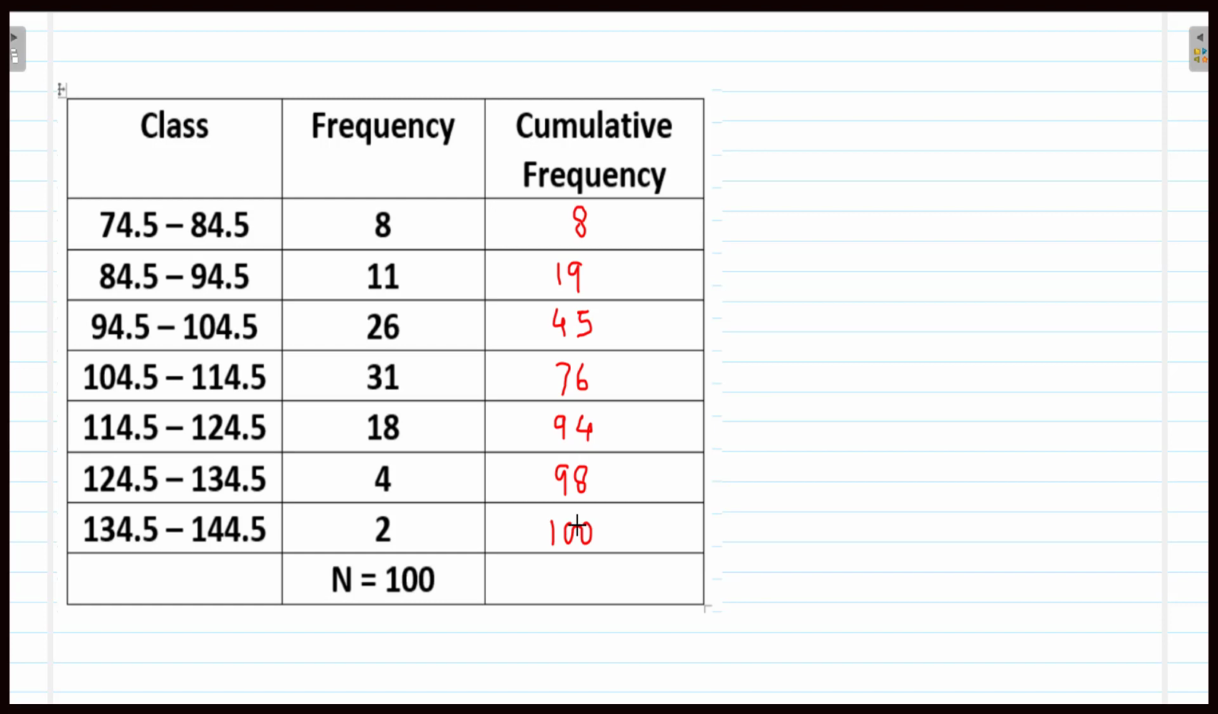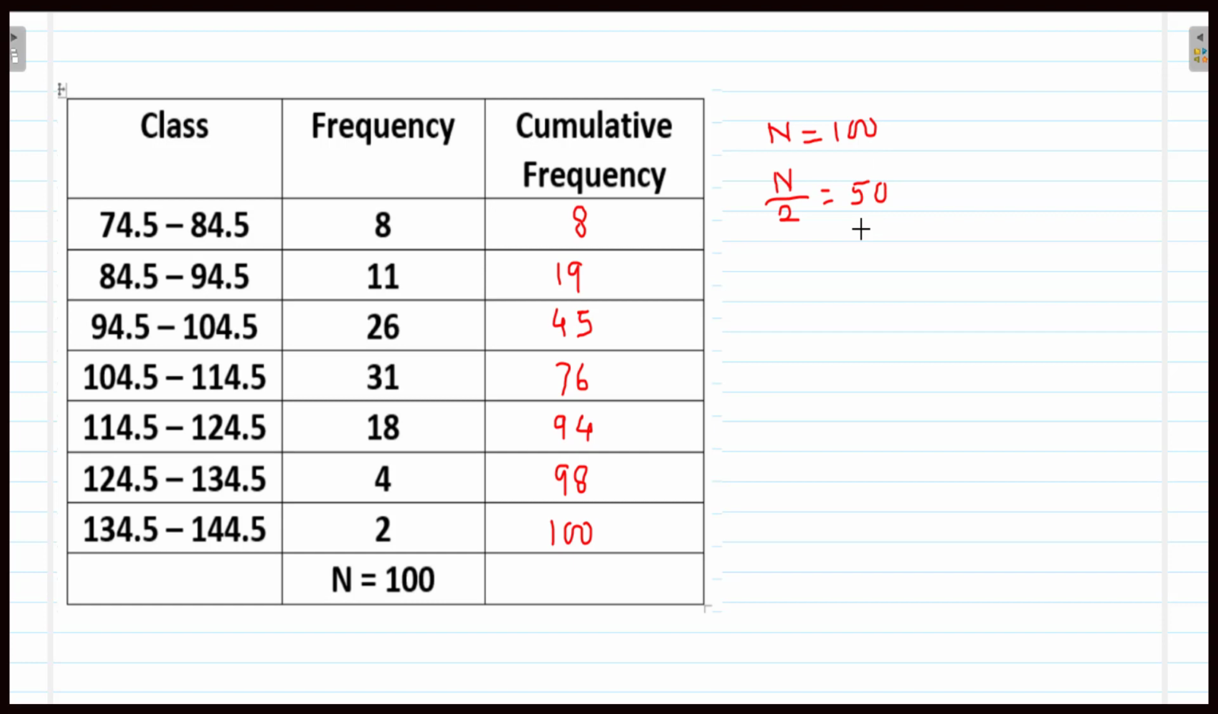In the previous episodes I told you that the total frequency and the last cumulative frequency should be the same. Here it is 100 and here it is 100. Then we can say that the cumulative frequency is correctly calculated. Now you have got n equal to 100. Then we take n by 2. N by 2 is 100 by 2, so it will be 50. Half of 100 is 50.